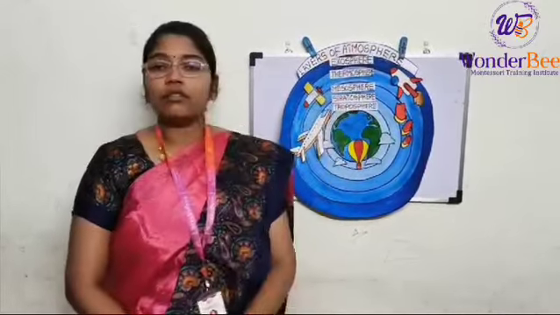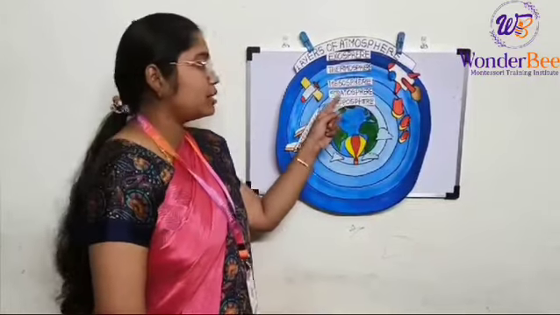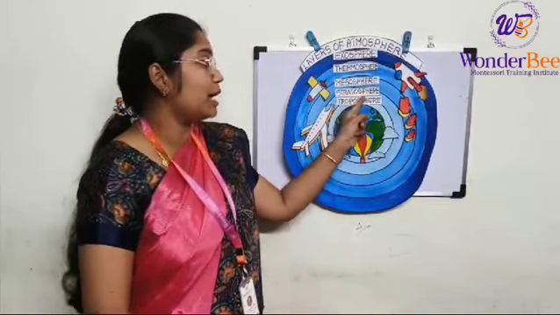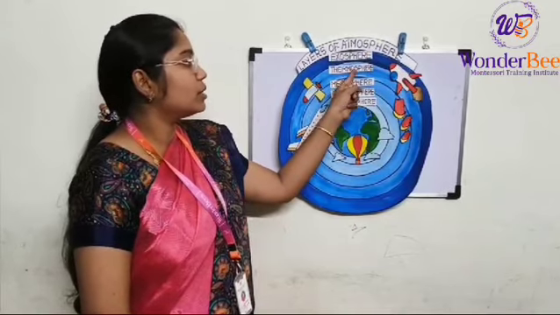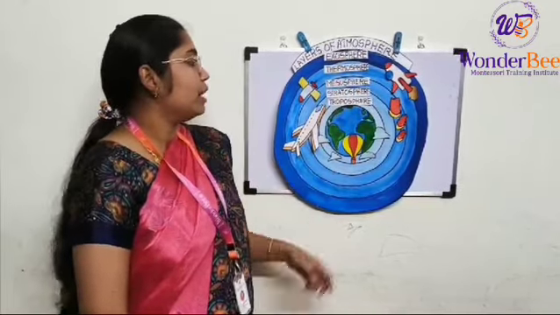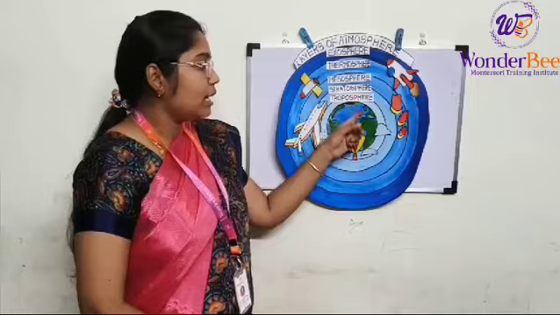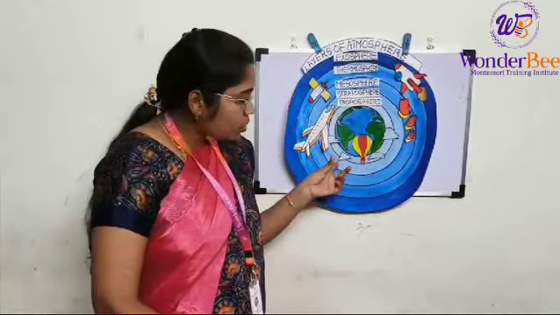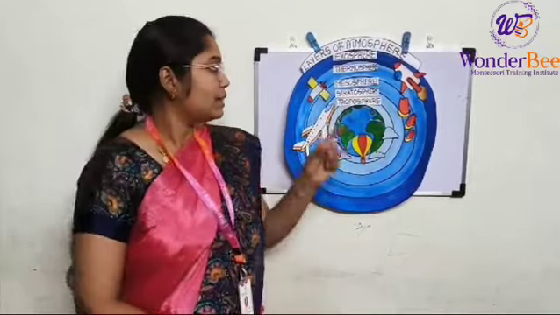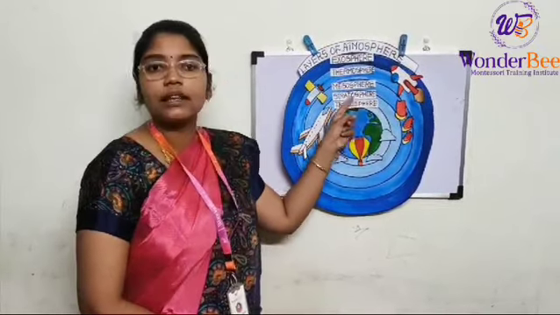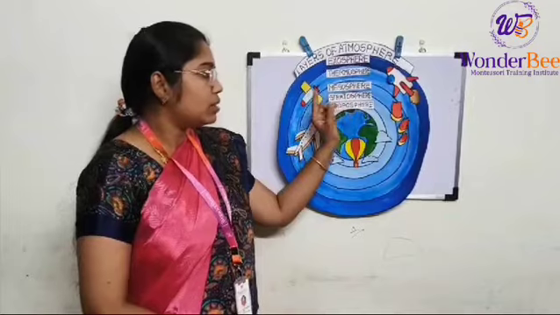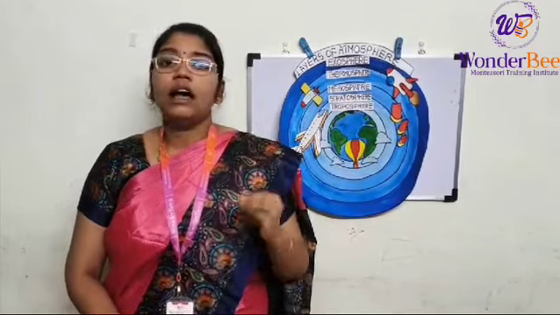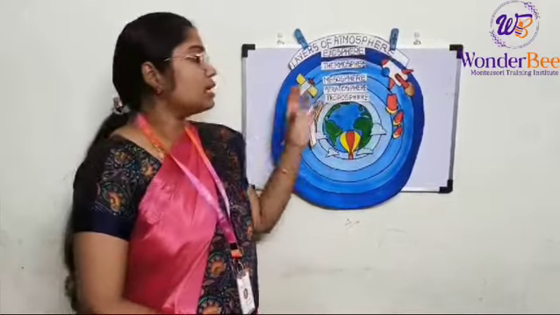Layers of atmosphere. So there are 5 types of layers of atmosphere in our earth. The first one is troposphere, the second one is stratosphere, the third one is mesosphere, the fourth one is thermosphere, and the fifth one is exosphere. So in troposphere, the temperature always decreases, and it is the lowermost layer of the earth. And the next layer is stratosphere. Stratosphere is above the troposphere. In stratosphere, it always absorbs the ultraviolet radiation from the sun.